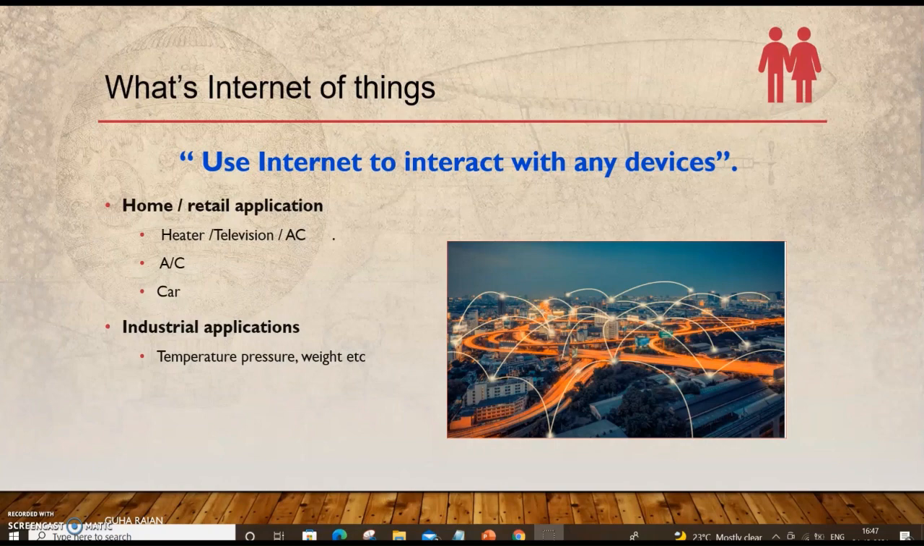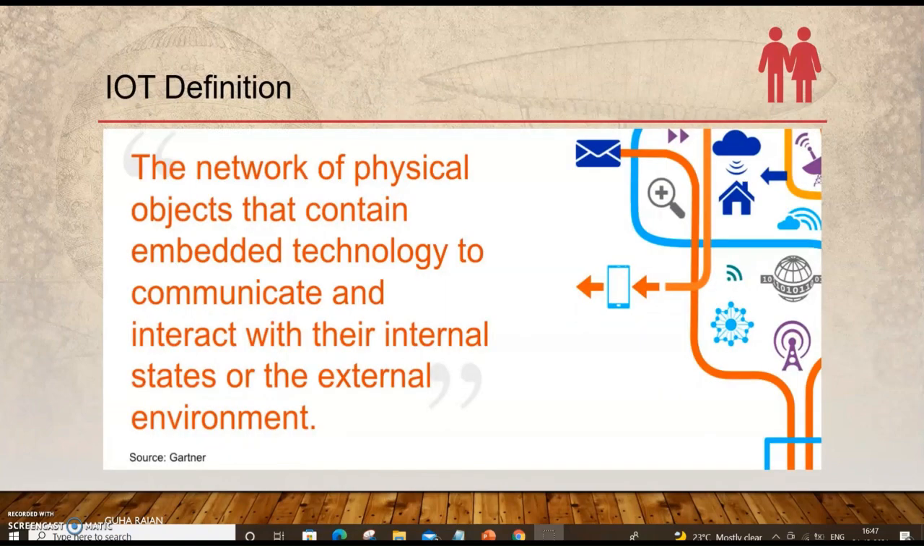So that is use of internet to interact with any devices. That is what Internet of Things is all about. From Gartner, if you look at the definition, it's the network of physical objects that contain embedded technology to communicate and interact with internal states or the external environment. Embedded technology, the word embedded, meaning you have hardware, and you have software also built into it.